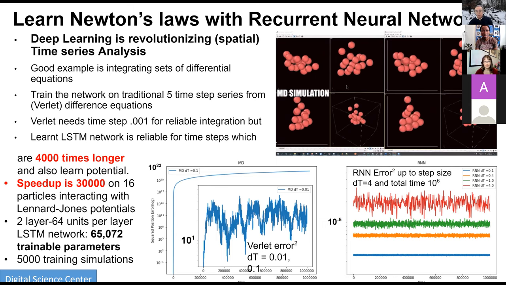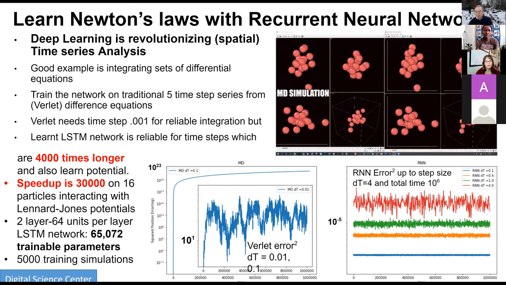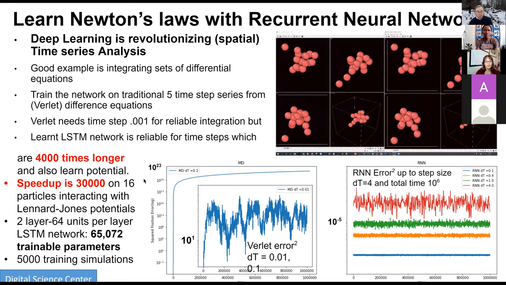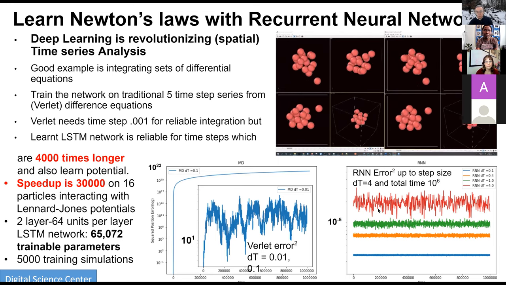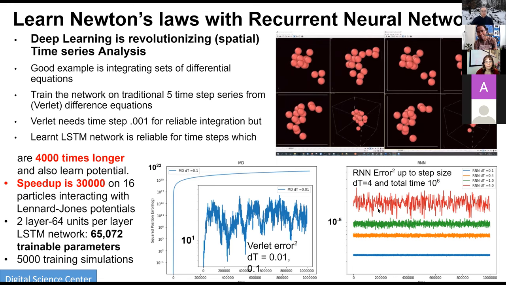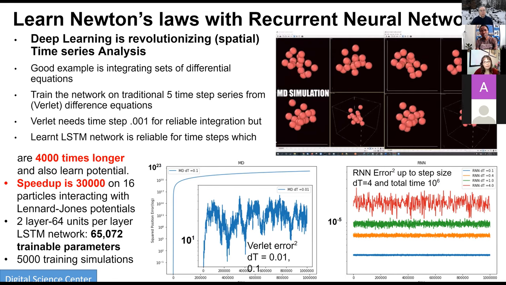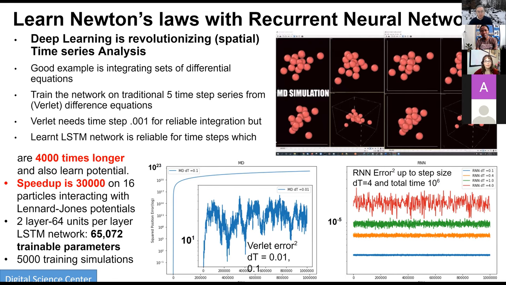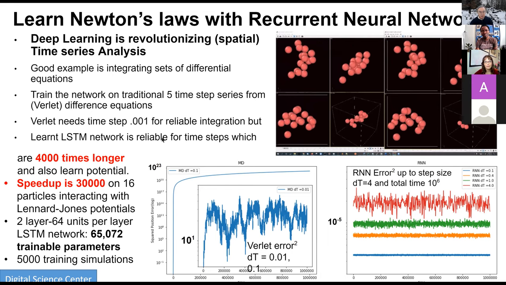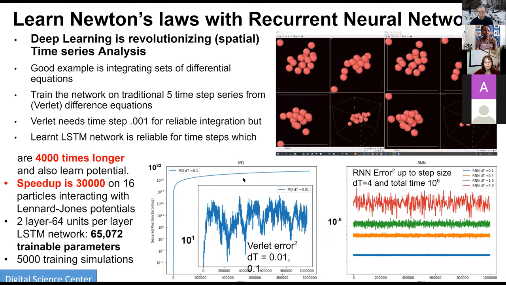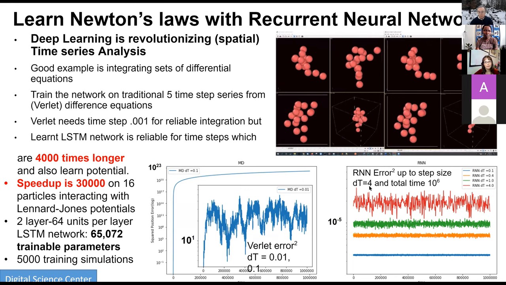All right, here's the real simulation, four views of it. Here is the recurrent neural network prediction of it. And the striking thing about the recurrent neural net is that it predicts forward in time very well for very long. Whereas traditional numerical discretization methods have to take tiny time steps, like 0.001 here, this thing works up to a time step of four, 4,000 times longer.